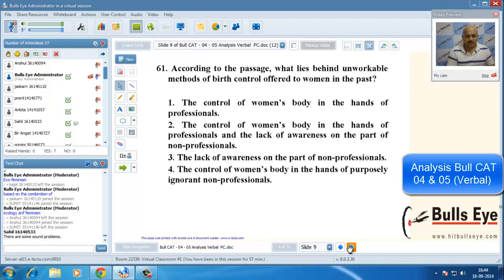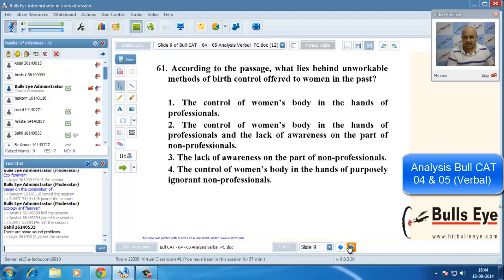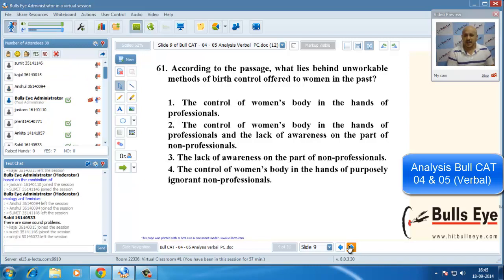In this particular case, this passage is based on ecofeminism, and ecofeminism made an appearance in CAT 2013. So not sure whether the topic would again appear this year, but one definite thing that we can keep in mind here is the fact that such topics appear in CAT exams. So ecofeminism was one of the topics in CAT 2013, and that is why it is there in the mocks as well. Answers for question number 61. Anyone has any doubt in this question, or should I shift?